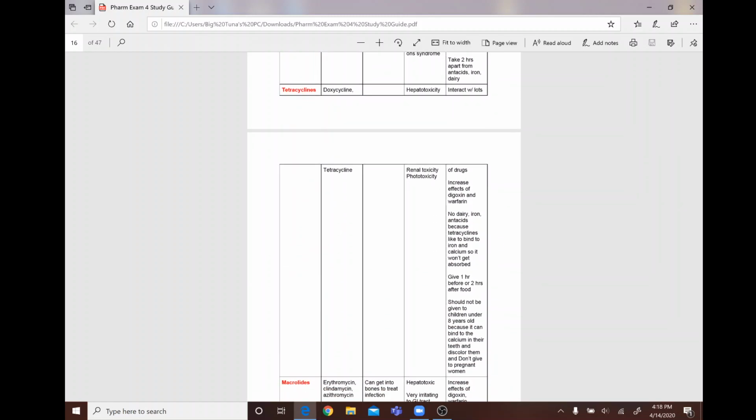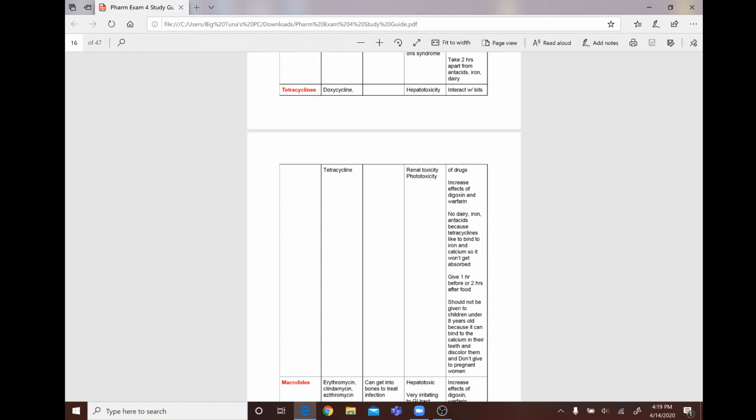All right, tetracyclines. Give me some examples of tetracyclines. Doxycycline and tetracycline. What are the main side and adverse effects of tetracyclines? Hepatotoxicity, renal toxicity, phototoxicity. So, when it comes to eating food, when should you give tetracyclines? One hour before or 2 hours after food.